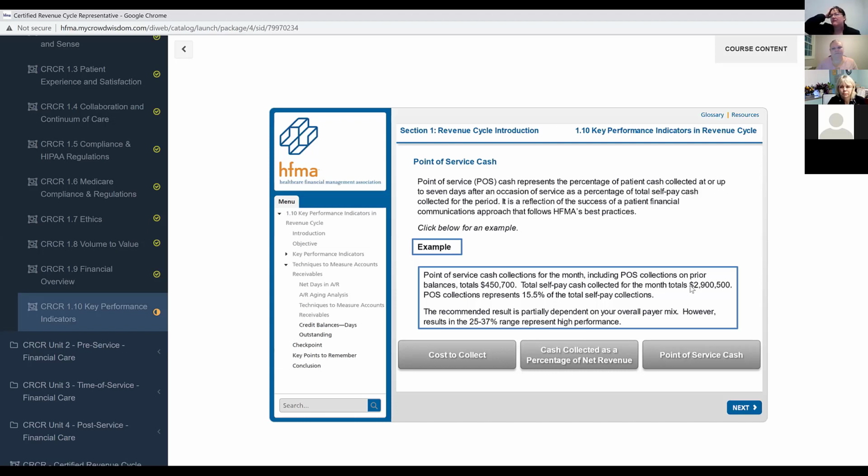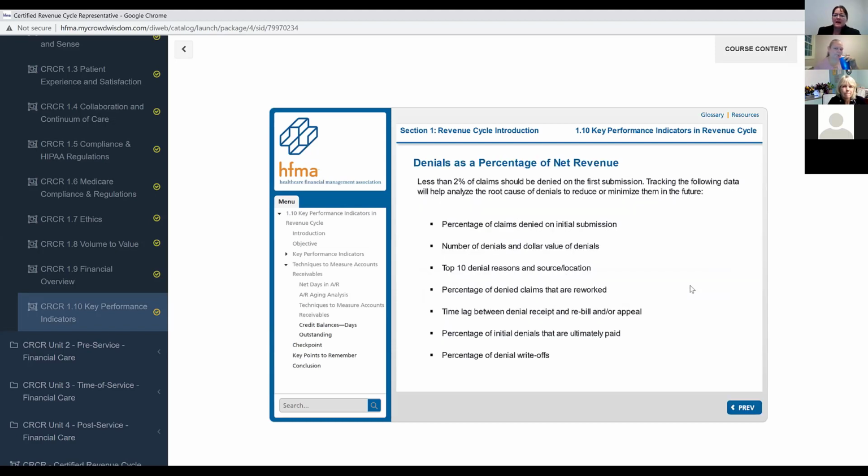Denials as a percentage of net revenue. Of course, you definitely want to pay close attention to your denials. Less than 2% of your claims should be denied upon first billing, but certainly track your denials to help reduce or mitigate them in the future. You want to track the percentage of your denials, how many denials, the dollar value of those, your top 10 reasons for denials, and what departments or locations those are in. Those are big areas for retraining and re-education, because most of the denials are on you, not on the payer.